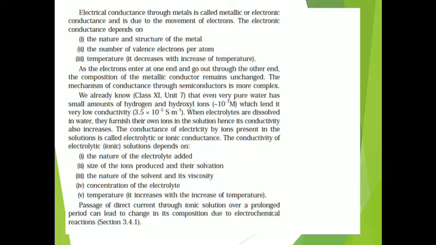Now we need to know the factors affecting metallic conduction and electrolytic conduction. First, the factors affecting metallic conduction. It depends on number 1, nature and structure of the metal. Number 2, the number of valence electrons per atom. Number 3, density of the metal, and another one is temperature. On the other hand, electrolytic conductance, or we can say ionic conductance, depends on the following factors. Number 1, nature of the electrolyte. Number 2, nature of the solvent and its viscosity. Number 3, size of the ions and their solvation. Number 4, concentration of the electrolytic solution, and the last one is temperature.